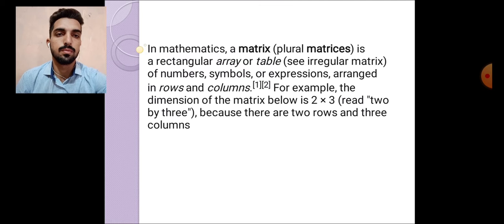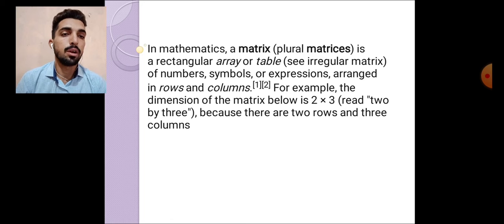Today I describe the matrix. What is a matrix? In mathematics, a matrix (plural matrices) is a rectangular array or a table, a regular arrangement of numbers, symbols or expressions in rows and columns. For example, the dimension of the matrix shown is 2 multiplied by 3, because there are 2 rows and 3 columns.